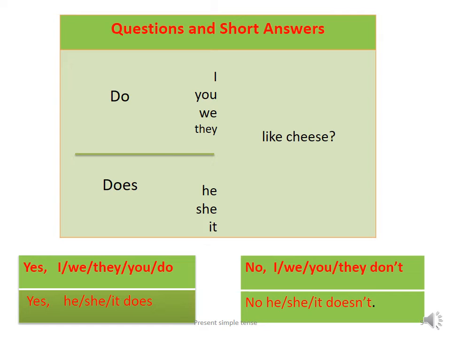Now let's have a look at the examples using the question does. Does he like cheese? Yes, he does. Does she like cheese? Yes, she does. Does it like cheese? Yes, it does. So those are the positive answers to the question which begins with the word does.